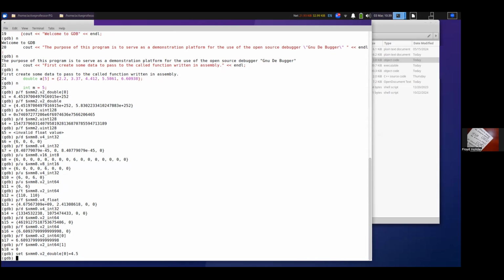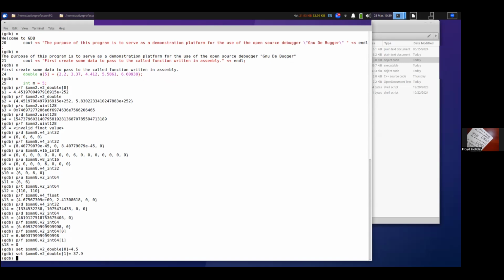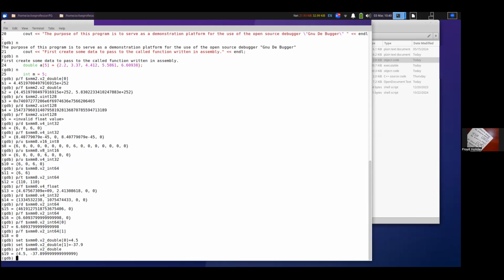You think that changed the value of that register? While we're at it, let's do the one right next to it. Make this one a 1. And this one negative 37.9. So we want, those are float numbers, p/f $xmm0.v2_double. And here. Okay. There's a change of a register.